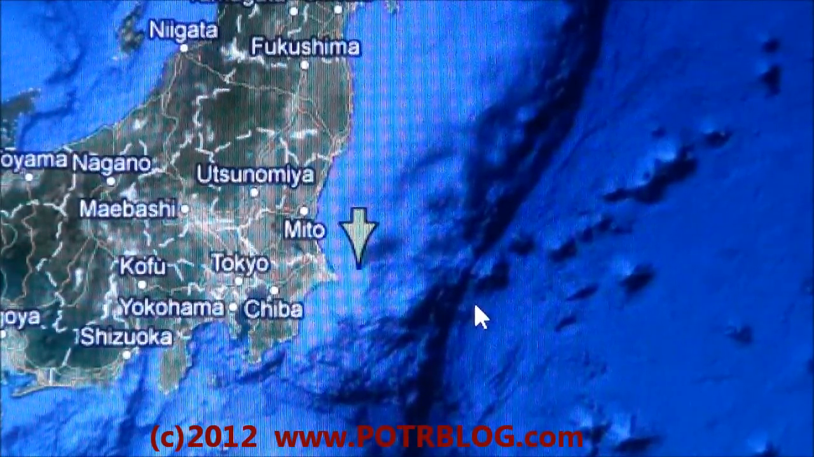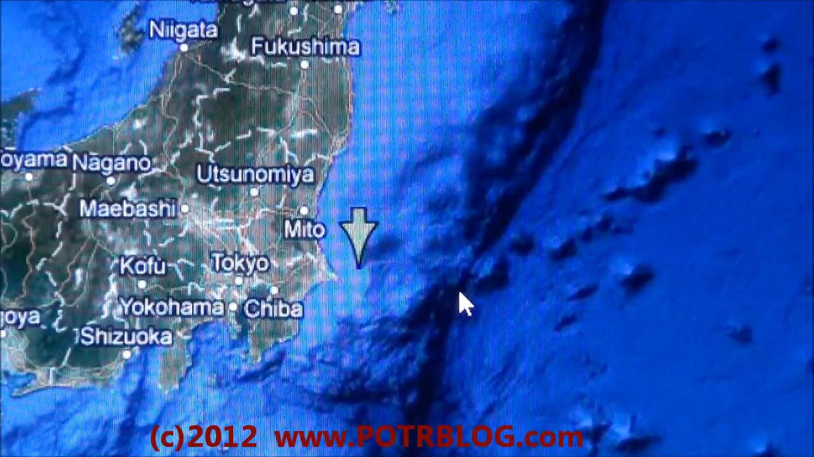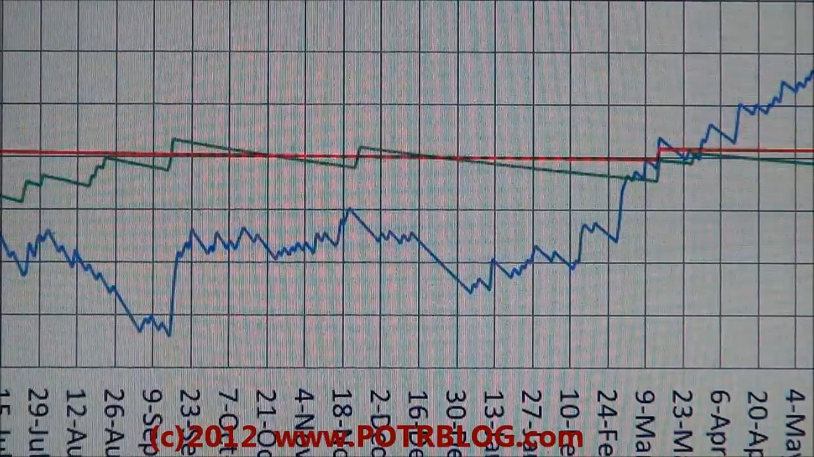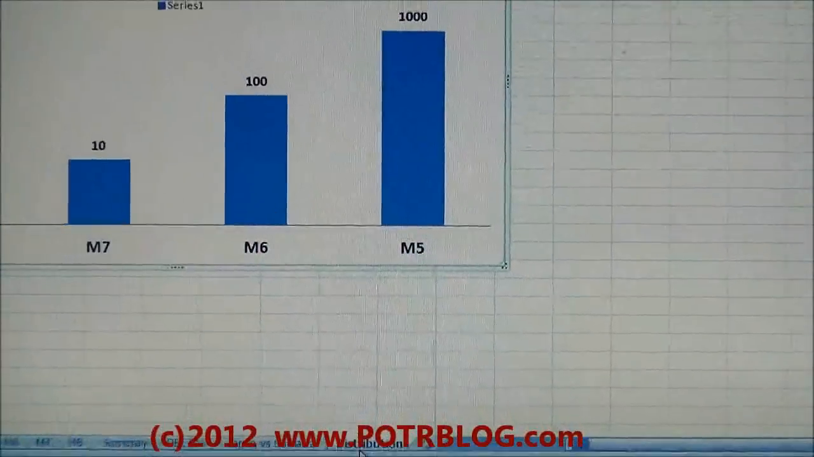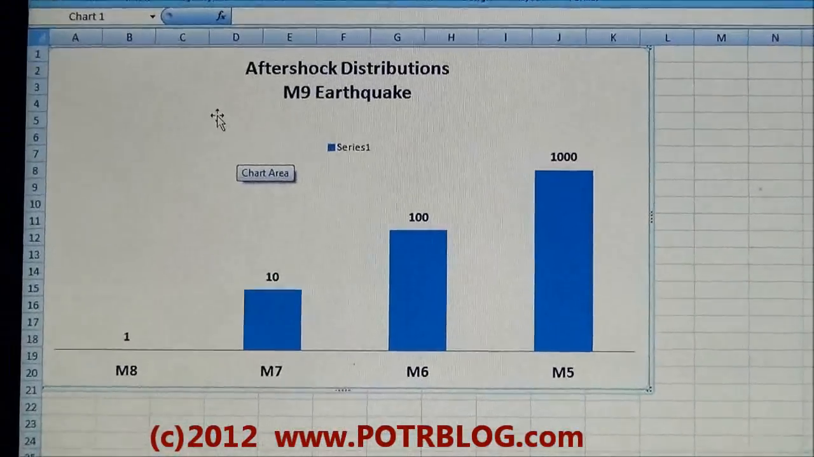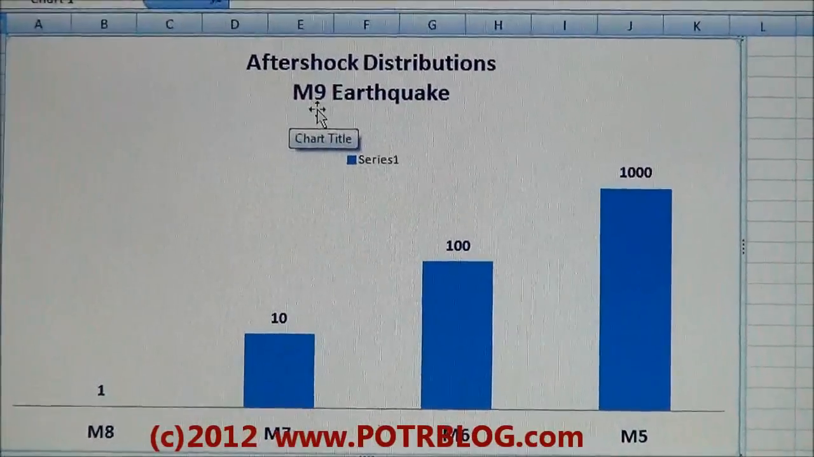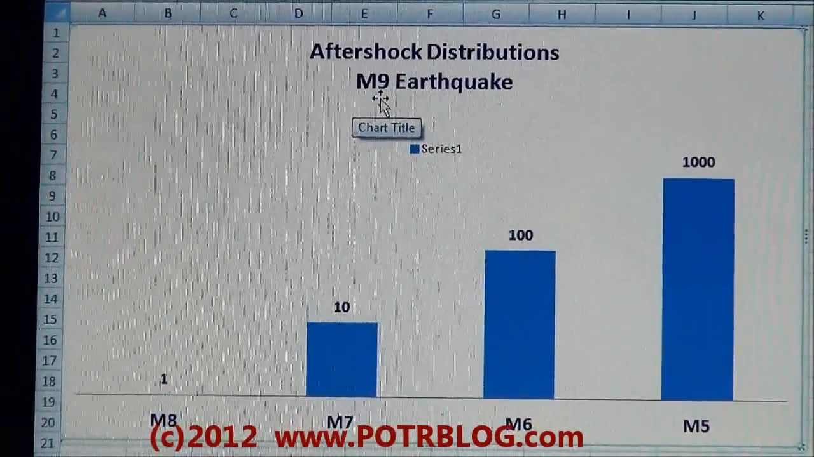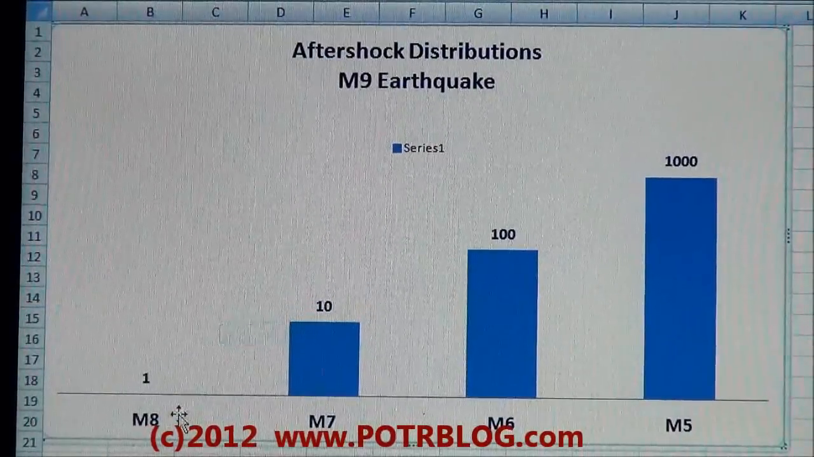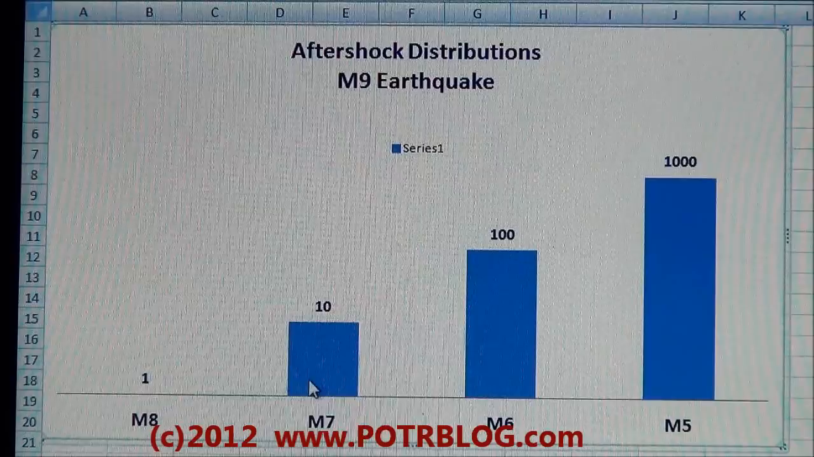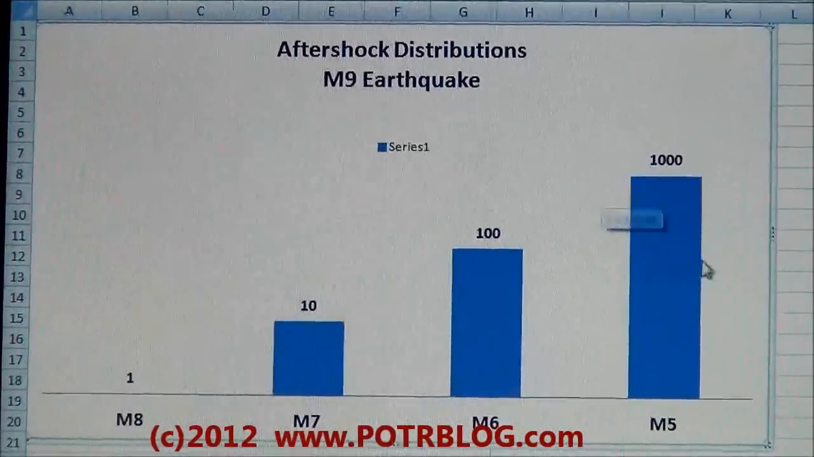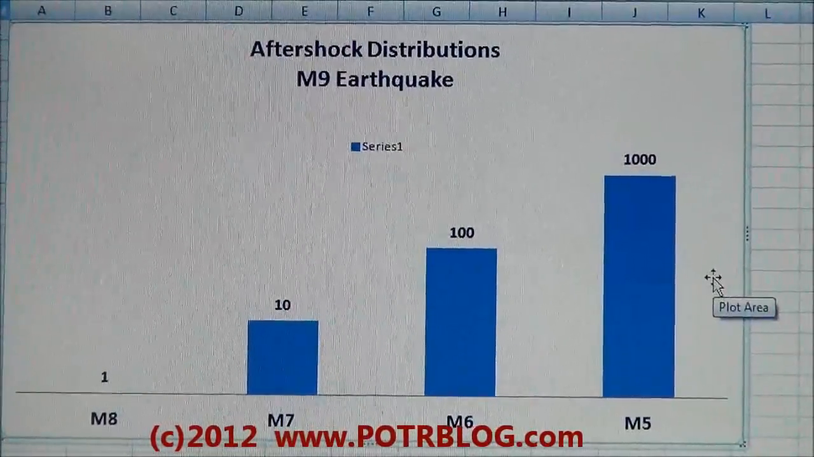So first let's look at the pattern that comes out of a main earthquake. There's a standard pattern, a distribution of the number of aftershocks for any particular size earthquake. So we have here a magnitude 9 earthquake. If you have a magnitude 9 earthquake, on average, one would expect 1 magnitude 8, 10 magnitude 7s, 100 magnitude 6s, and 1,000 magnitude 5s.